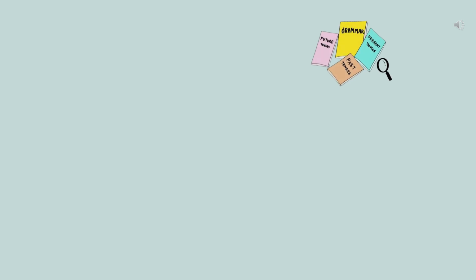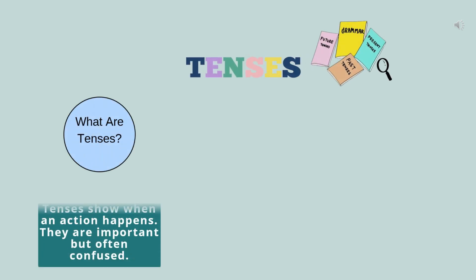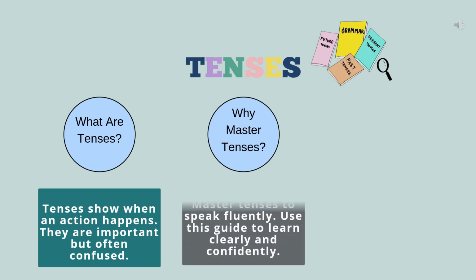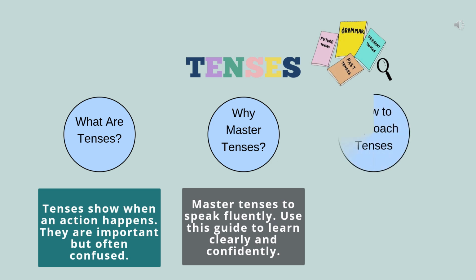Let's start with 3 big questions. First, what are tenses? Simply put, they show when an action happens. This sounds simple, but it's where a lot of confusion starts. Second, why master them? For one reason, fluency. To speak and write clearly and confidently, you need to control time in your sentences.